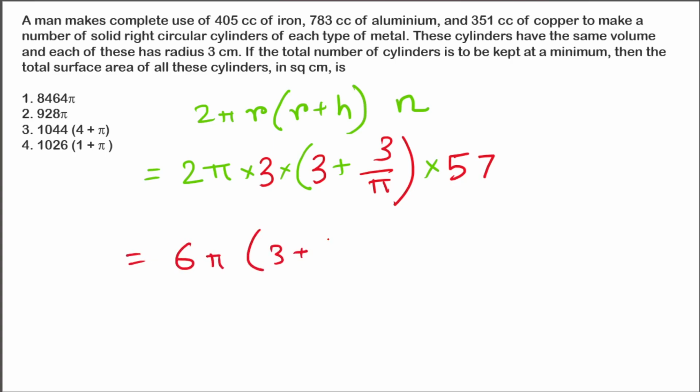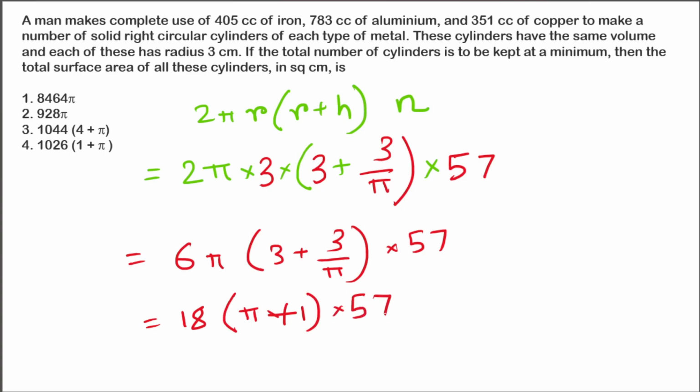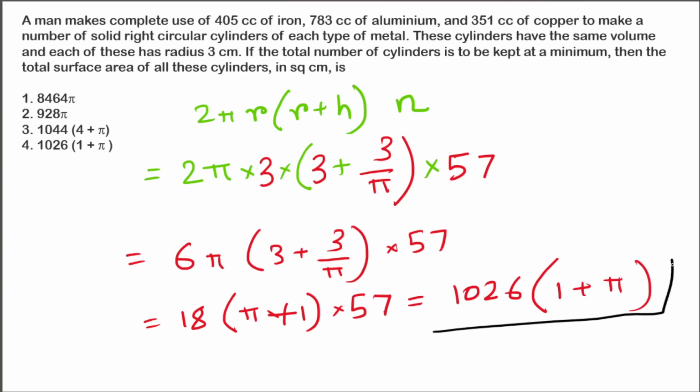So it is very easy. If you calculate this, it will turn out to be, first of all, this is 18 into pi plus 1, okay, pi plus 1 into 57, and this will be 1026 into 1 plus pi, okay. So this is the solution, and this is how you go about this type of geometry problem.